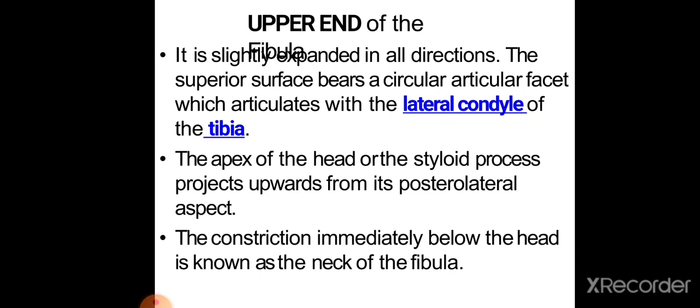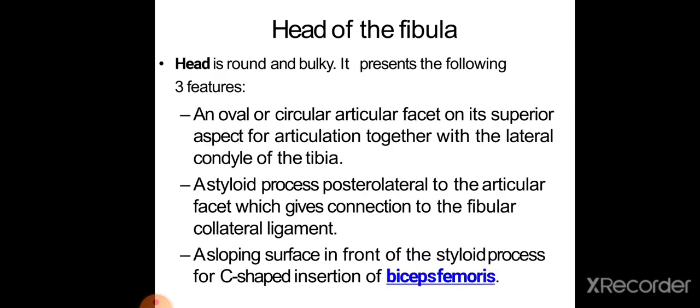The superior surface bears a circular articular facet which articulates with the lateral condyle of tibia and forms the proximal tibiofibular joint. The apex of the head, or the styloid process, projects upward from its posterolateral aspect, and the constriction immediately below the head is known as the neck of the fibula.